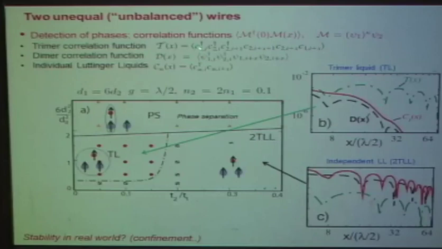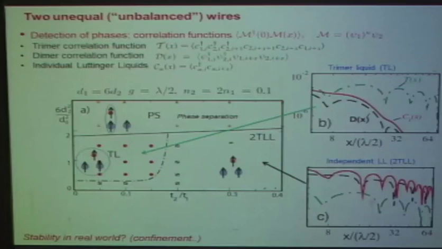So now you have to keep track of three particles in the lattice. And this is the green dash-dotted line here. You see that this is the only one which decays as a function of distance. It decays algebraically, while both the dimer one and the single particle one, which are these two here, decay exponentially. So basically, in the trimer liquid phase, the only correlation function which does not decay exponentially is the one for a liquid of trimers, which is delocalized.